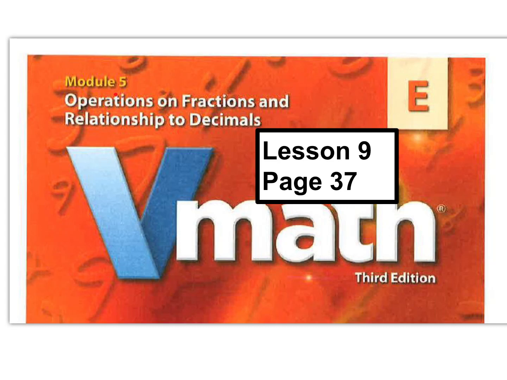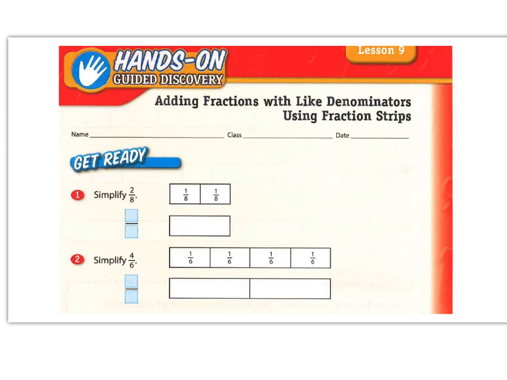Hi everyone, we're on Module 5 of Level E of VMath today, Operations on Fractions in Relationship to Decimals. We are on Lesson 9, so please turn to page 37 to follow along and take notes. So this is a hands-on guided discovery, adding fractions with like denominators using fraction strips.